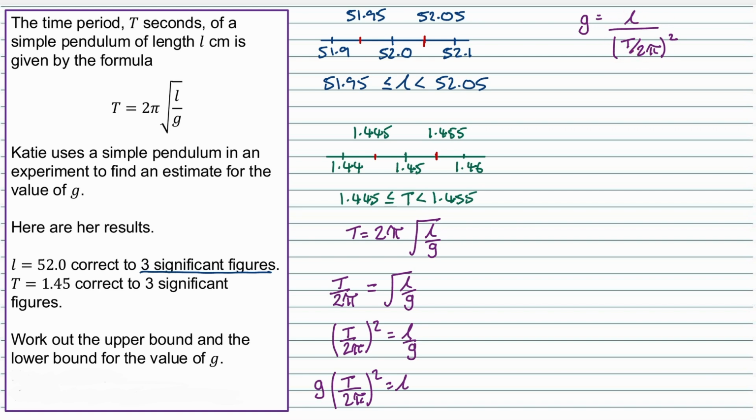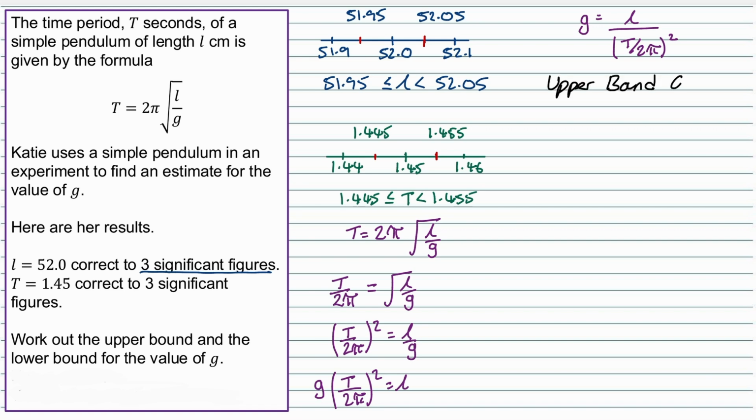So the next part of this question is to work out the upper and the lower bound for g. So think about which of these values would give us the upper and the lower bound for g. Do you want to try and work out the upper bound? You can pause the video and come back when you're ready. Okay, so I'll come back if you had a go.